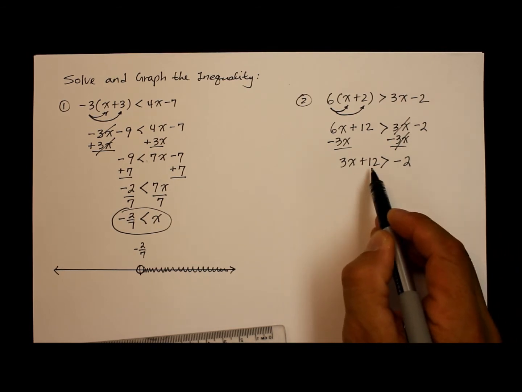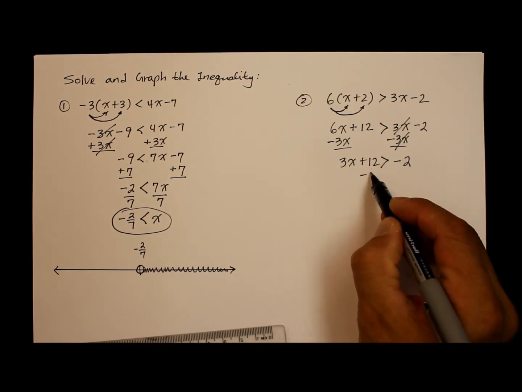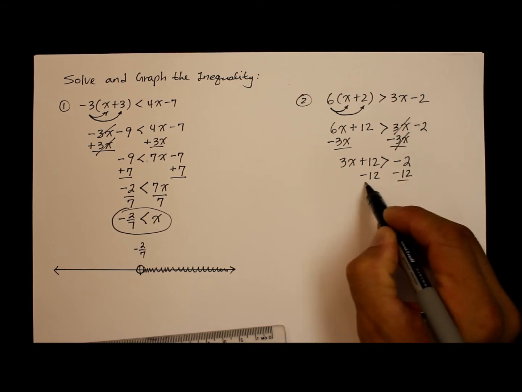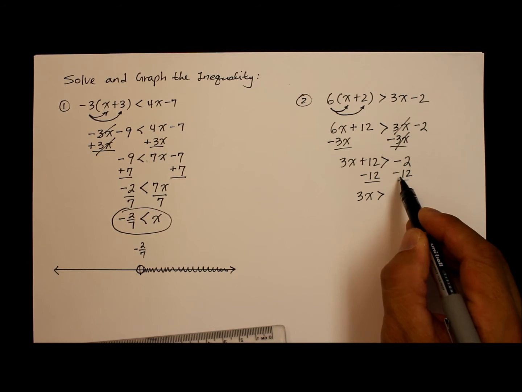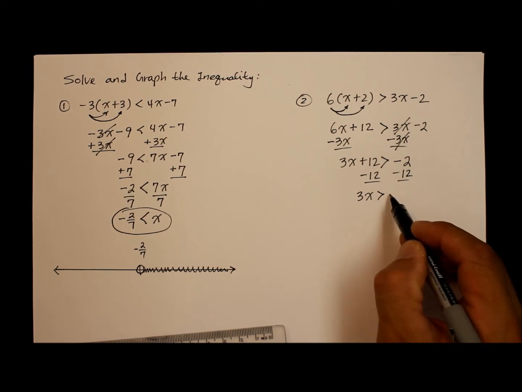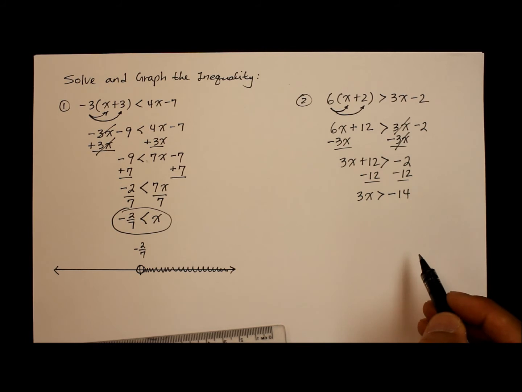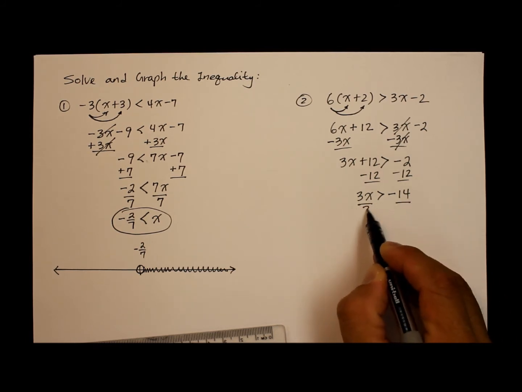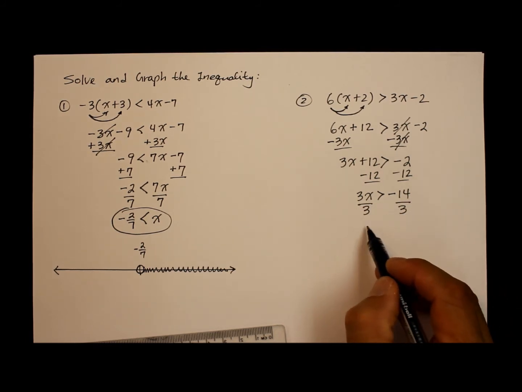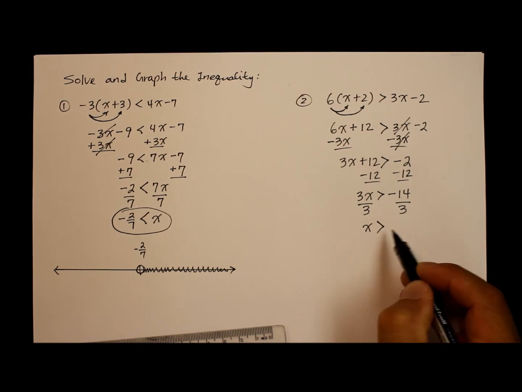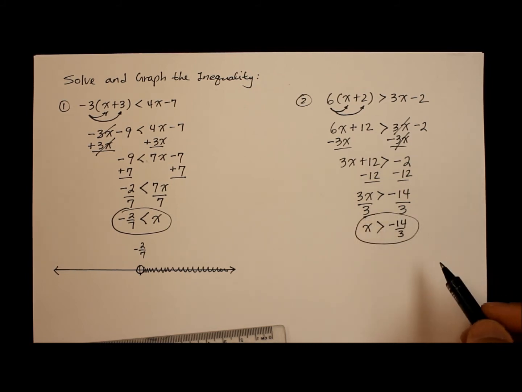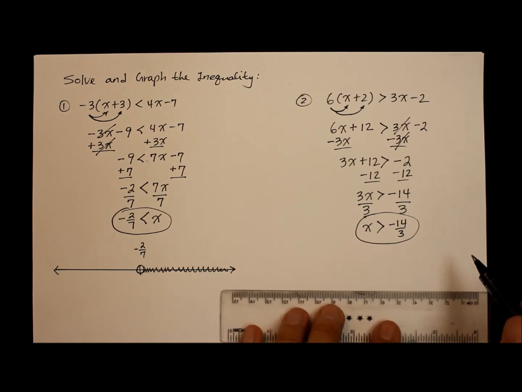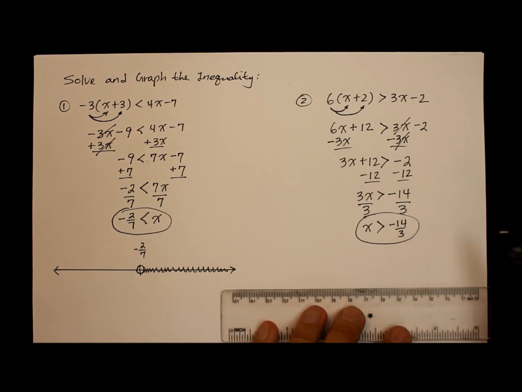To solve for x now, we have to move the constant 12. So we subtract 12 from both sides of the inequality, leaving you with 3x is greater than negative 2 minus 12, and the negatives combine to become negative 14. Solve for x by dividing both sides by 3. So x is now greater than negative 14 over 3. I would just leave that as it is because it's the simplest form.